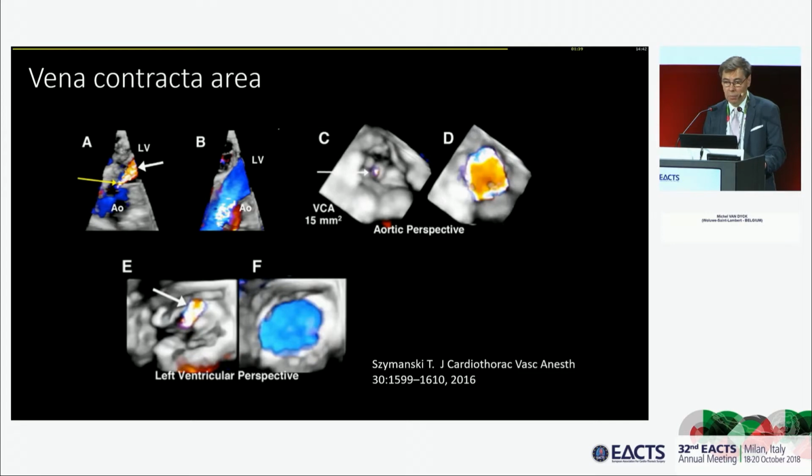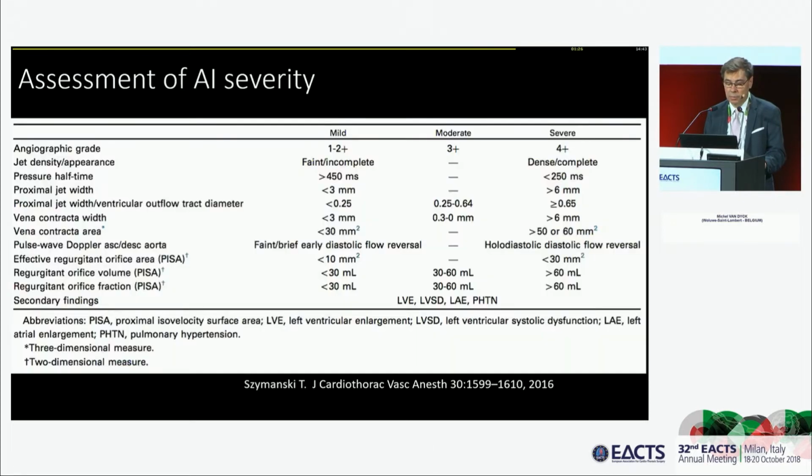And moreover, we should now measure the vena contracta area from the aortic perspective in order to correctly measure the magnitude of this residual aortic insufficiency. And of course, we have to place all these together with other elements in order to decide if the AI is important or not, necessitating going back on pump or not.